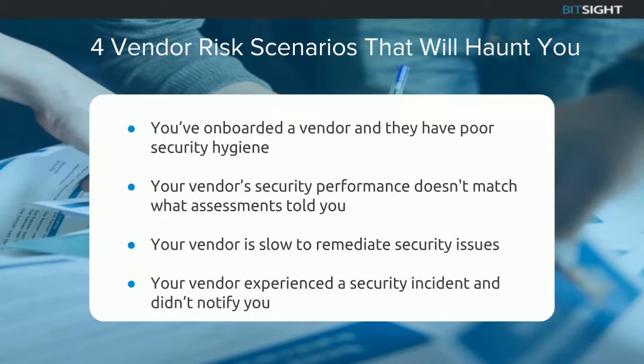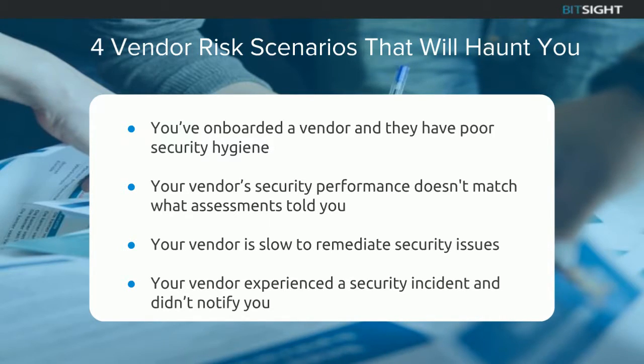So with that, let's get into the 4 risks that we promised you at the beginning. Today we're going to talk about these 4 scenarios that could potentially haunt you as an organization. So one is, you've onboarded a new vendor and they have poor security hygiene.